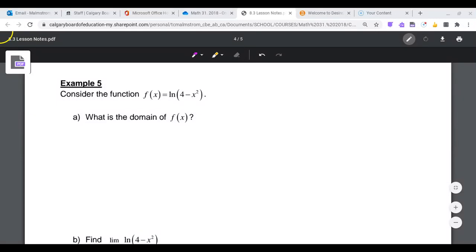Okay, consider the function f of x is equal to ln(4 minus x squared). What is the domain of this function? So remember, ln(4 minus x squared) is the same as saying log base e of (4 minus x squared). So it's a logarithmic function, and I have to recognize that my argument has to be greater than 0.